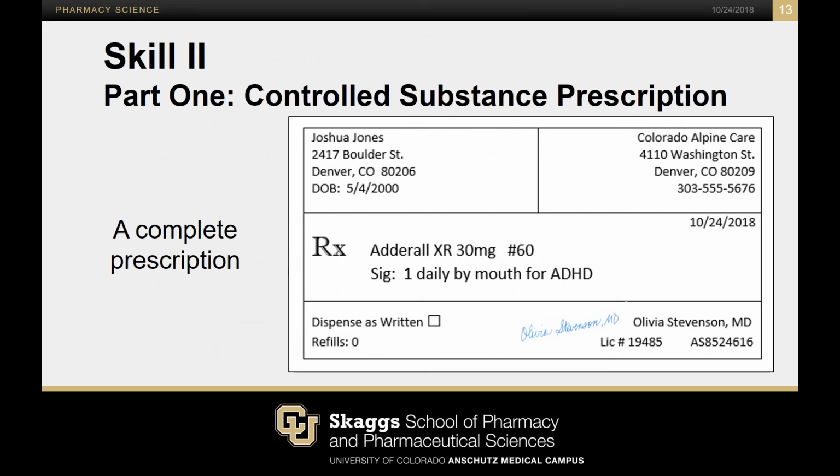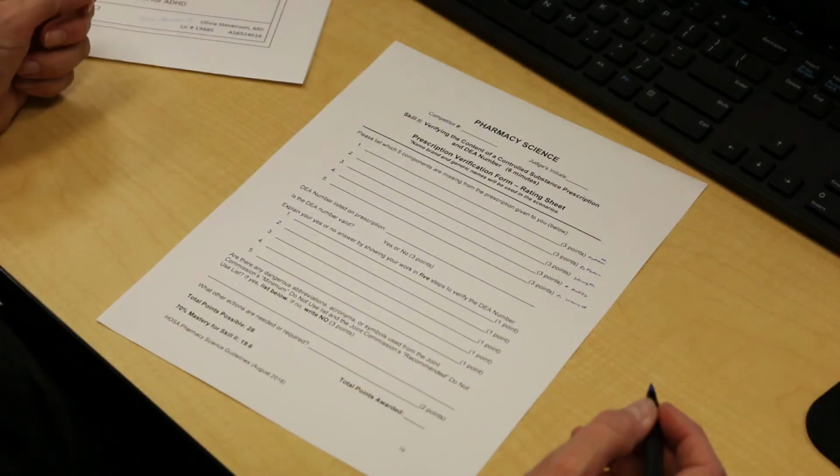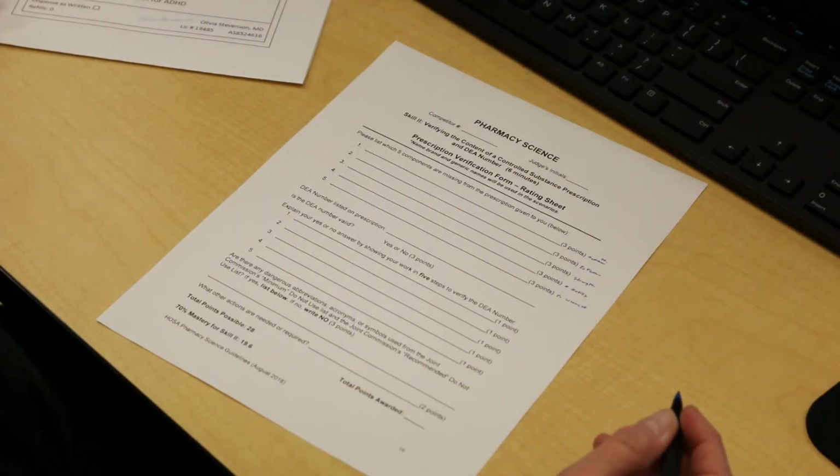We're now going to talk about Skill 2, which is verifying the content of a controlled substance prescription and DEA number. For this skill, you have 6 minutes. Via this event scenario, the competitor will be given a prescription. Each competitor will also be given a prescription verification form, which acts as the rating sheet. It is page 16 of the guidelines.